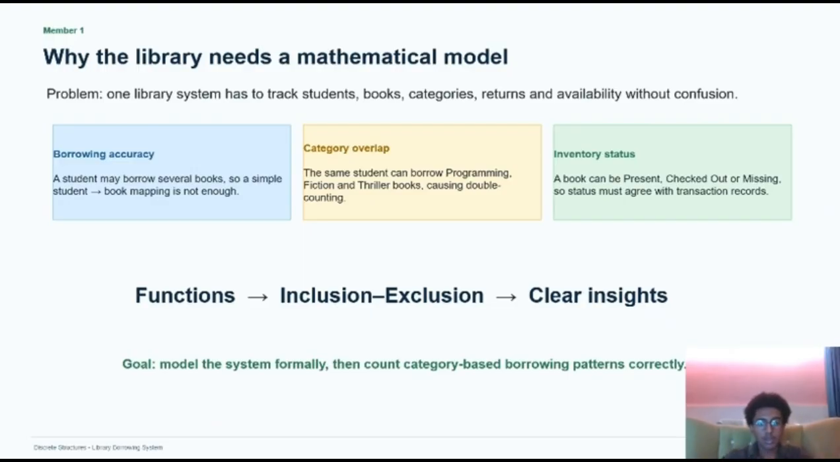Another problem is analyzing book category popularity. Some students borrow books from more than one category, such as programming, fiction, and thriller. If we simply add the number of students in each category, some students will be counted more than once. Therefore, we use discrete structures to model this situation clearly and accurately.